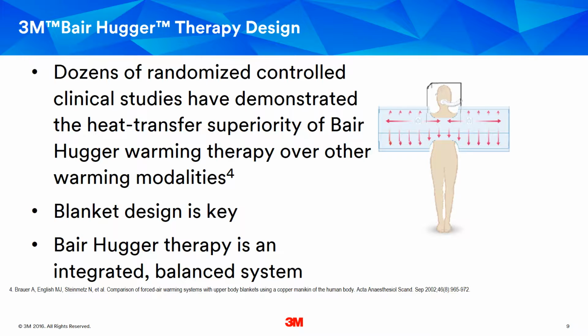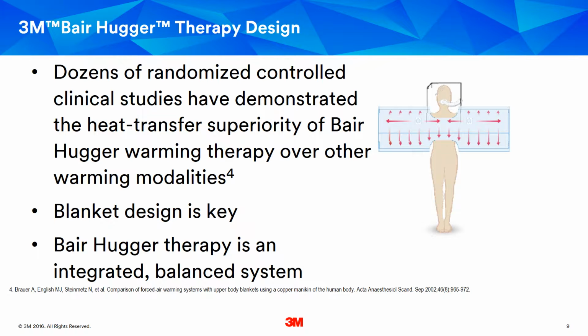In 2009, results from an independent study comparing upper body forced air warming blankets found that Bair Hugger therapy transferred the most heat while distributing the heat more evenly across the blanket surface. Why? As the study itself concluded, blanket design is key.